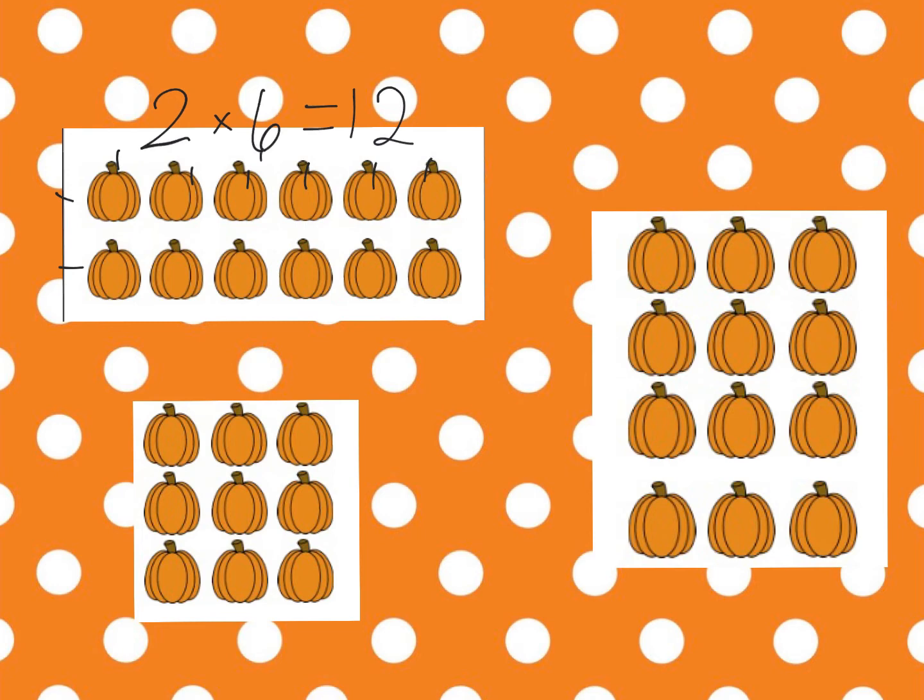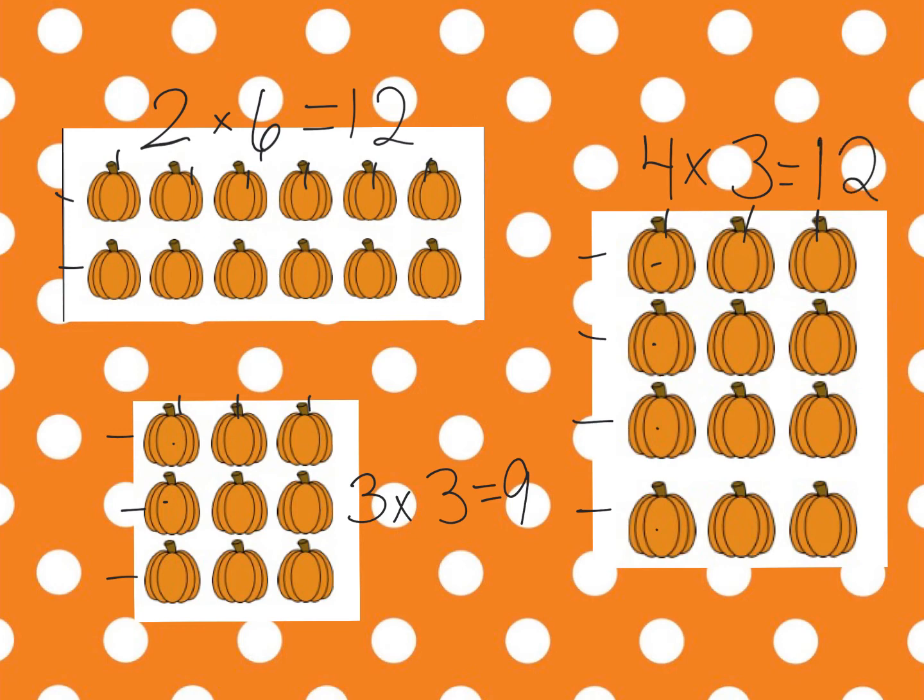Down here we have, let's see, 1, 2, 3 rows of 1, 2, 3 sets of pumpkins. So if we count by 3, 3 times 3, 6, 9, it equals 9. And then over here we have, let's try it again, 1, 2, 3, 4 rows of 1, 2, 3 pumpkins. If we count by 3, 4 times, 3, 6, 9, 12, we would get 12 as our product.